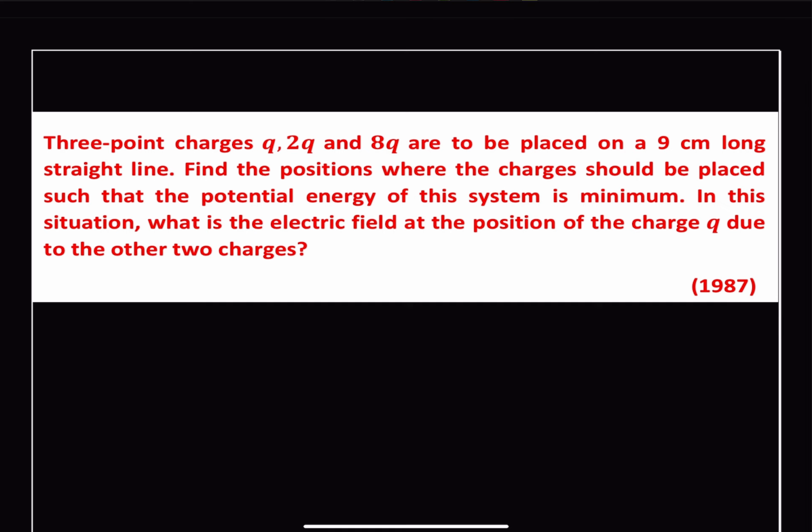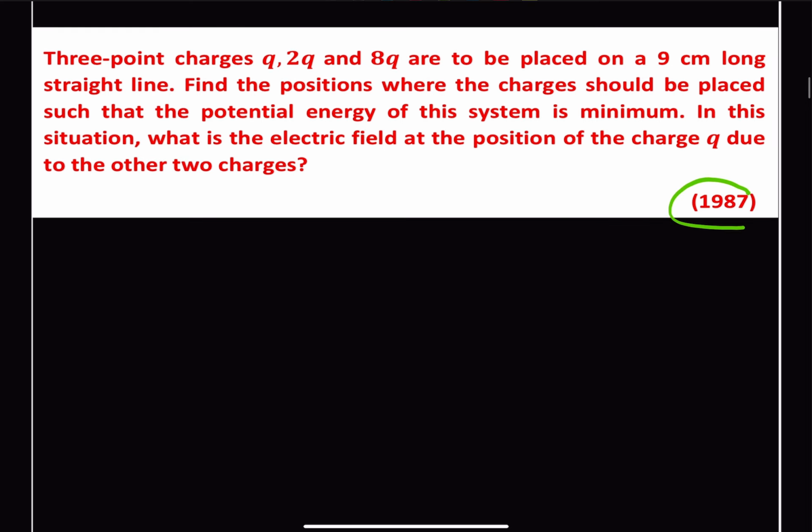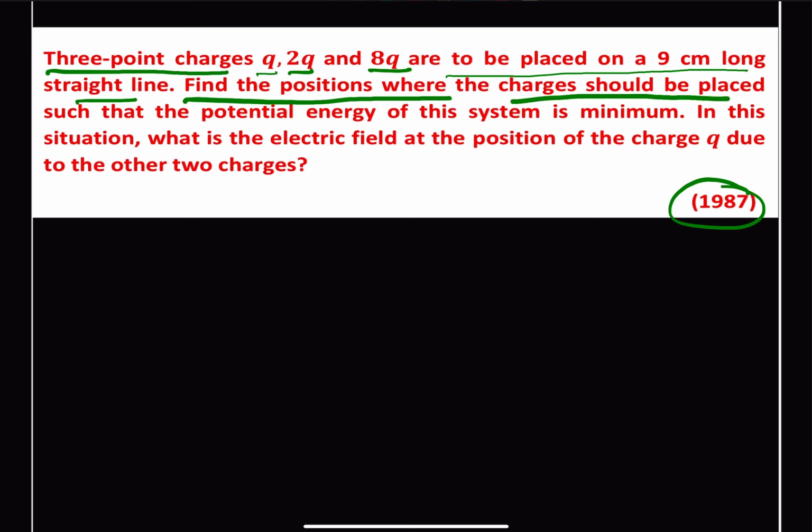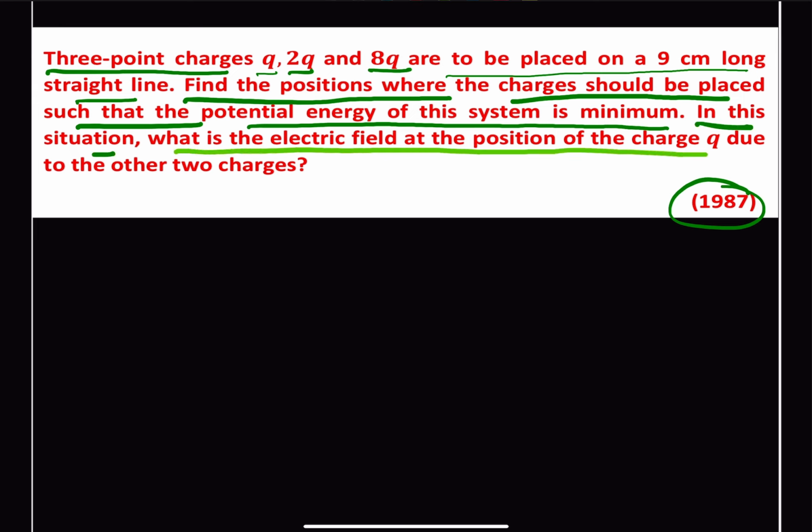It states that it was asked in the year 1987 and states that 3 point charges Q, 2Q and 8Q are to be placed on a 9 cm long straight line. Find the position where the charges should be placed such that the potential energy of this system is minimum. In this situation, what is the electric field at the position of the charge Q due to the other two charges? So it means we have to find out the potential energy of the entire system should be minimum. Okay, and the system consists of these 3 charges.